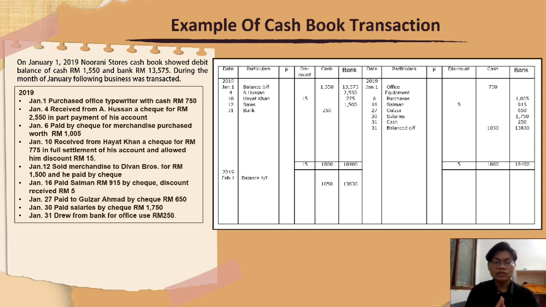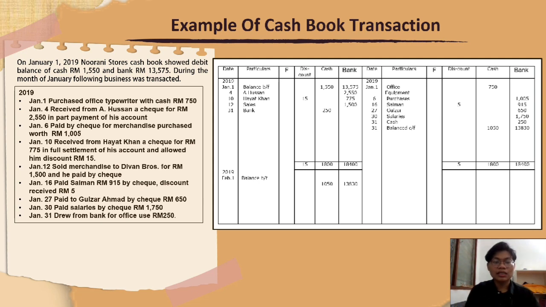And then on January 27, we paid back Gulzar Ahmad by check. So we made a payment to Gulzar by check, RM950, and we recorded 950 on the bank side. And then on January 30, we paid salary by check, RM1750. So on the date 30 with the particular salary, we recorded 1750 on the bank side.